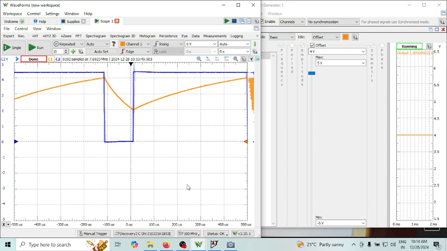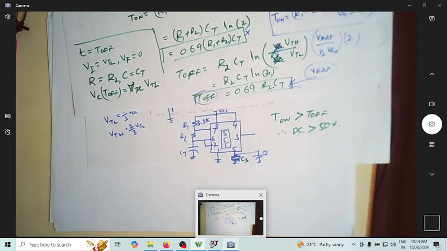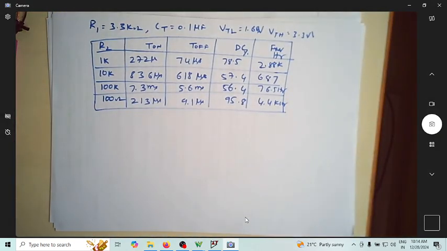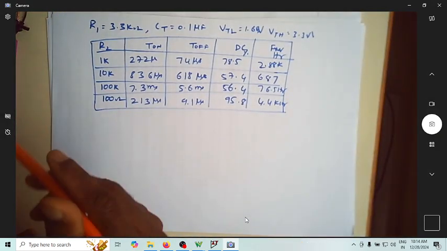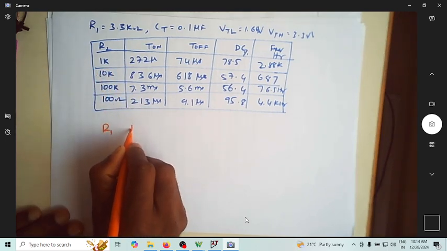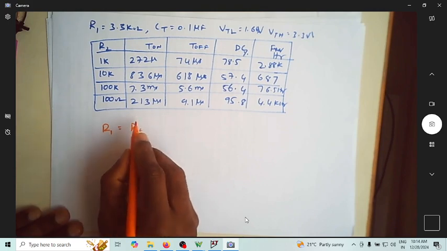So one more set of readings you can take here is in this set of readings. Maybe you can have it for certain values of R1, R2.